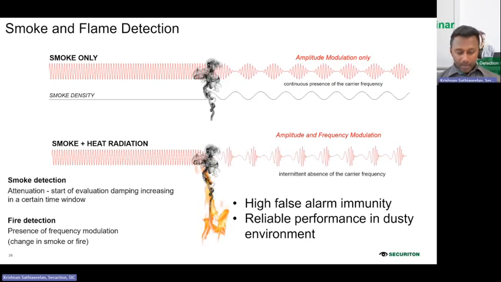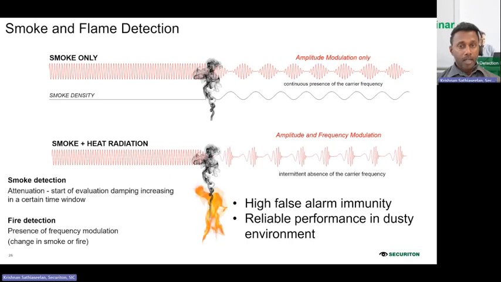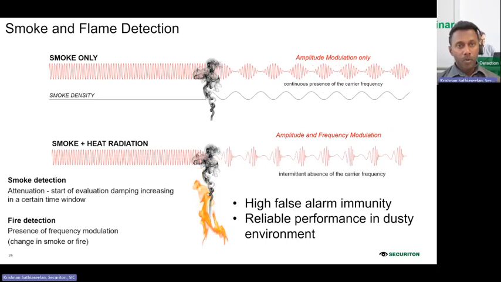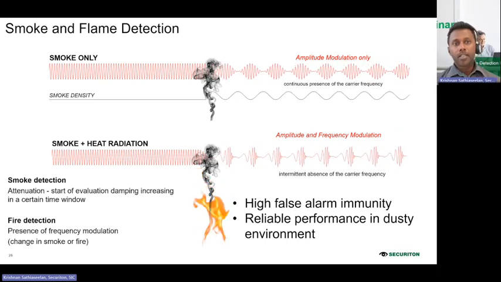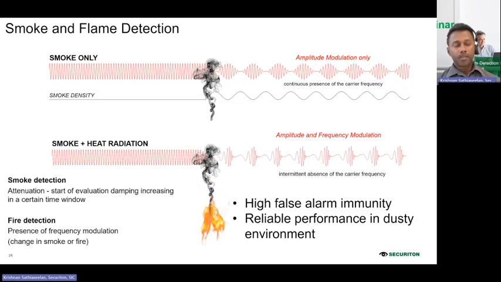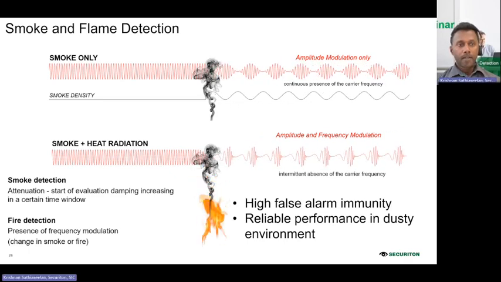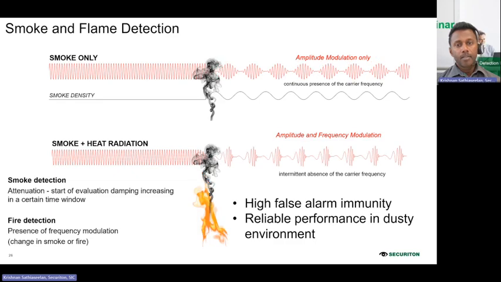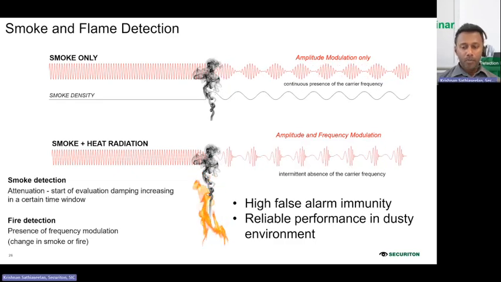This also helps prevent false alarms and makes it reliable in a very dusty environment. As I said, dust can sometimes be mistaken as smoke. Here in our case, not. As you see, it takes both fire as well as smoke to do a cross algorithm check, using the amplitude modulation, and it can give you an early warning.